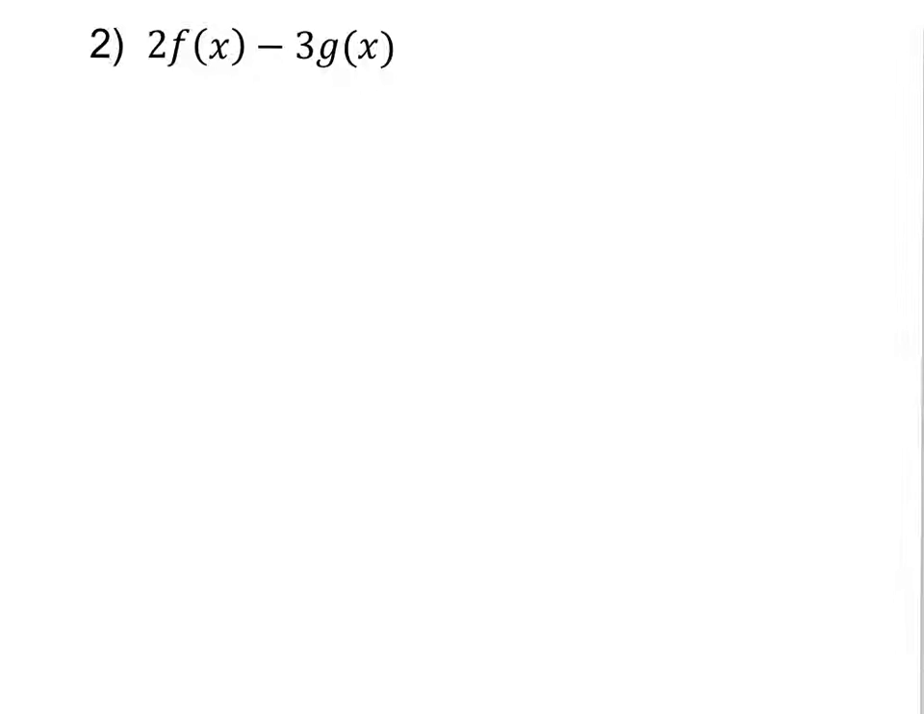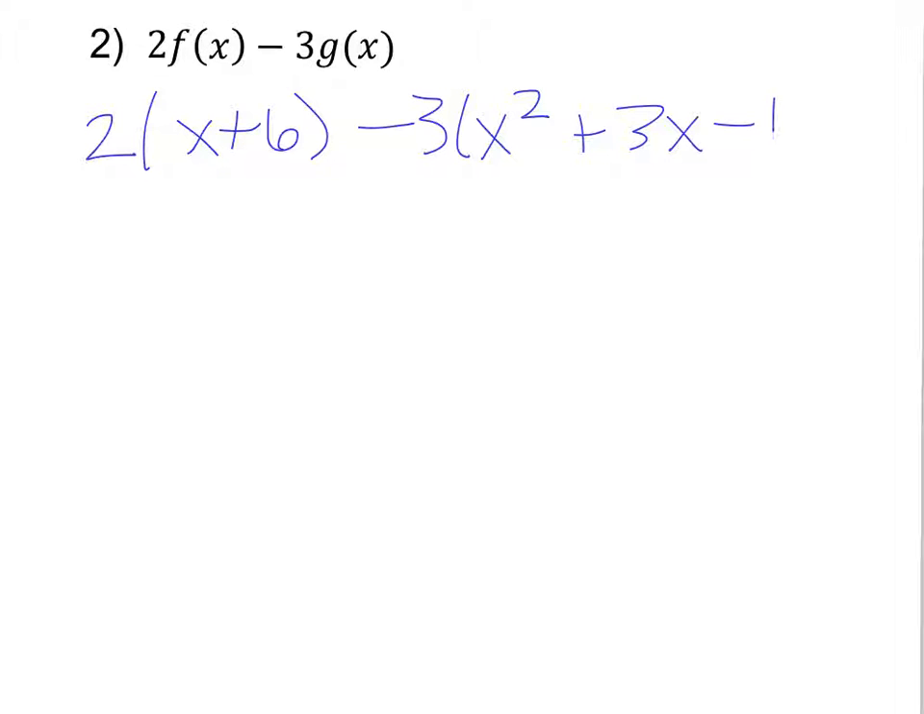Question number 2, it says 2 times the function of f. So it's 2 times my whole function of f, which is x plus 6. Subtract 3 times my function of g. So I have x squared plus 3x minus 18. The hardest part for these problems is knowing what you should actually write out. So I'm plugging in my function of f, my function of g. Now I'm simplifying. Multiplying by 2, multiply by a -3. Again, subtraction is a negative.